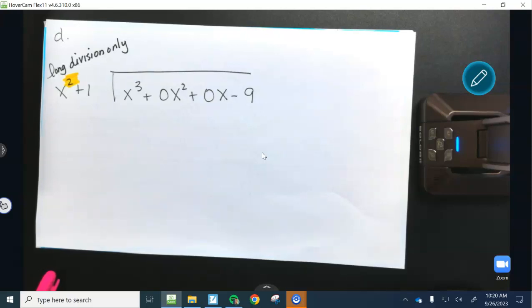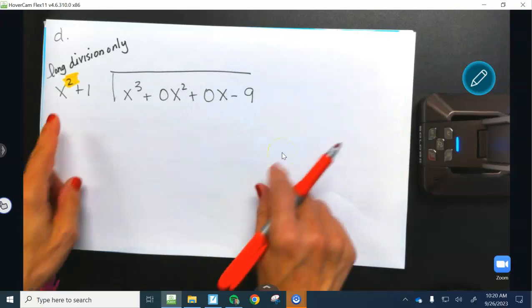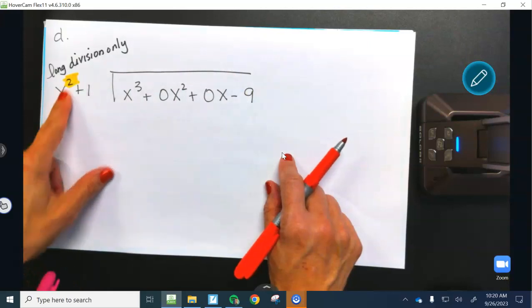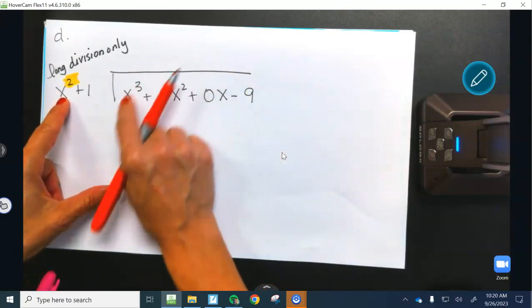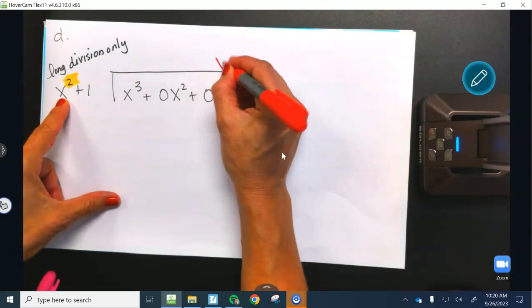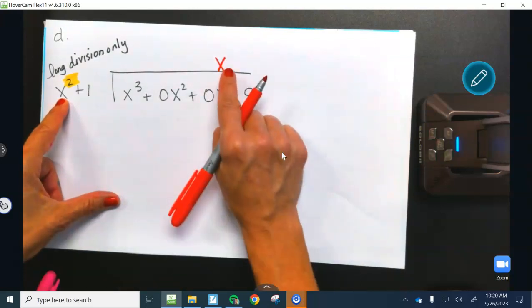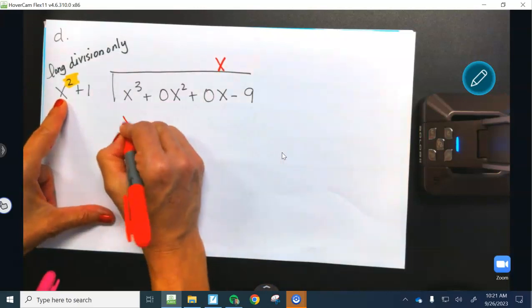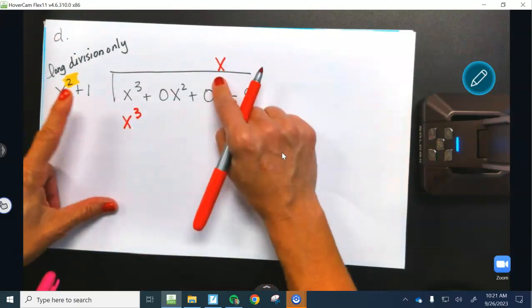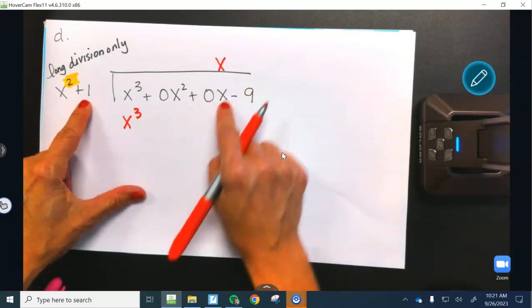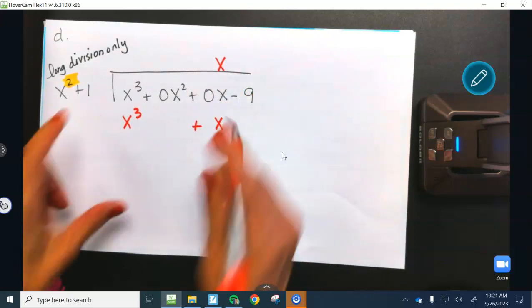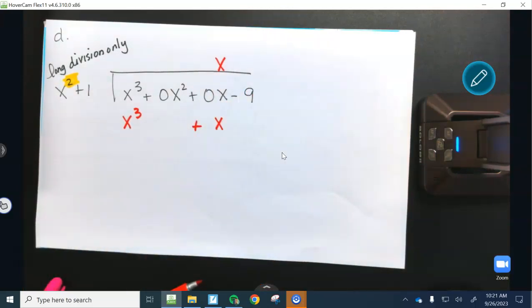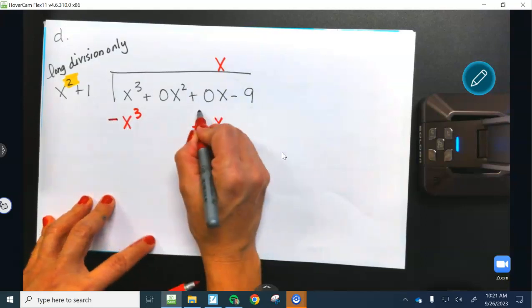All right, well, let's keep going. I think this one has a remainder, so it's sad. Let's see, x squared, we want it to be x to the 3rd. We're going to multiply by an x. So x times x squared is x to the 3rd, which is what we wanted. And then, y'all, don't forget we have to multiply by that 1. So put plus x all in line. Let's change the signs.